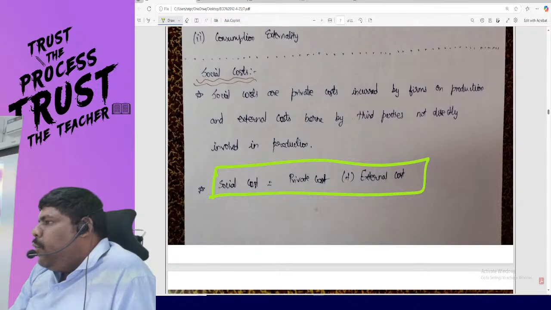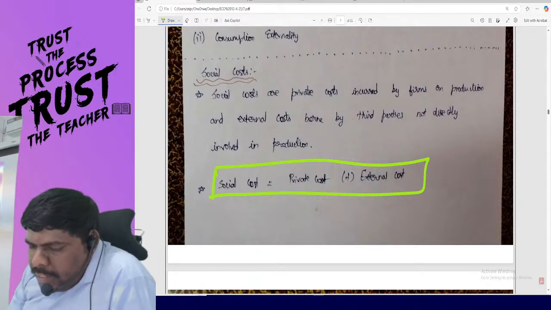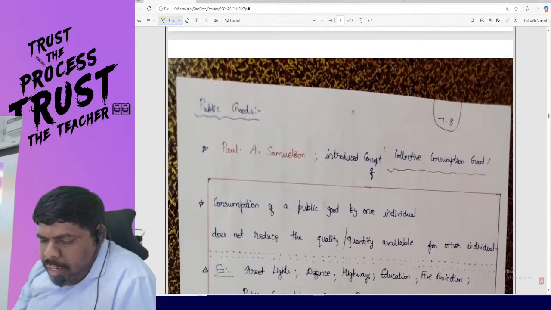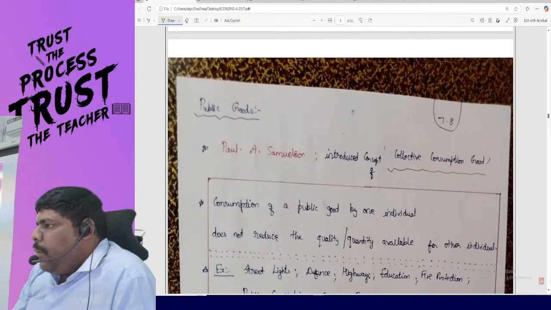You are manufacturing the goods. For that you will incur some cost. That is private cost. If another third party is incurring the cost, that is external cost. So social cost is nothing but a combination of private and external cost.